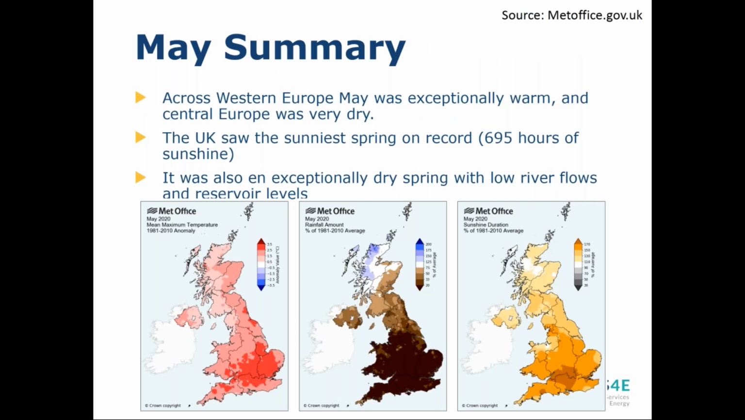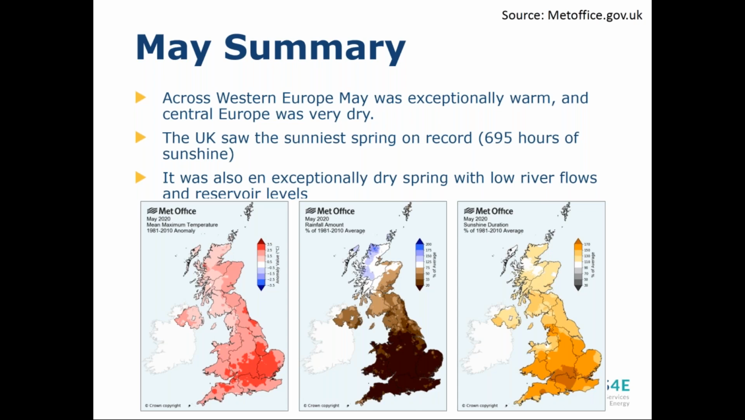Particularly interesting for those of us that live in the UK. So we saw the sunniest spring on record throughout the UK with 695 hours of sunshine. It was exceptionally dry with very low river levels and reservoir levels across the UK, but very sunny.